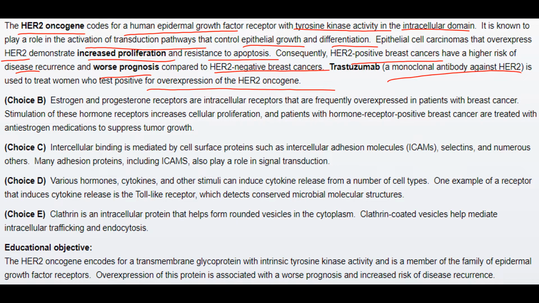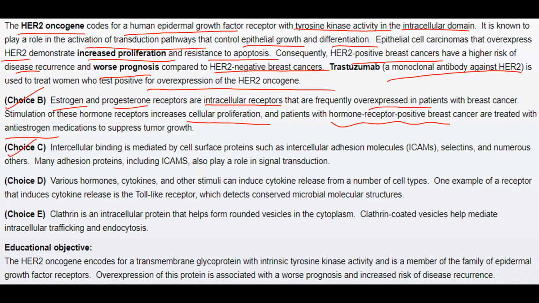oncogene. The other options were incorrect, as in choice B. Estrogen and progesterone receptors are intracellular receptors that are frequently overexpressed in patients with breast cancers. Stimulation of these hormone receptors increases cellular proliferation, and patients with hormone receptor positive breast cancer are treated with anti-estrogen medications to suppress tumor growth.